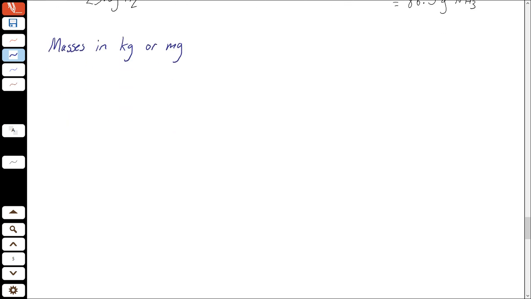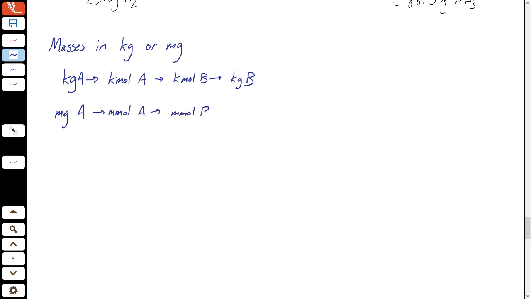So if you're given a mass in kilograms and you want to do this type of thing, you could go kilograms to kilomoles of whatever the first reactant is, and then kilomoles of B, and then kilograms of B. And the same thing with milligrams. If you started with the milligrams of A, you could do a conversion to millimoles of A, get the factors from the equation, millimoles of B, and then get milligrams of B.